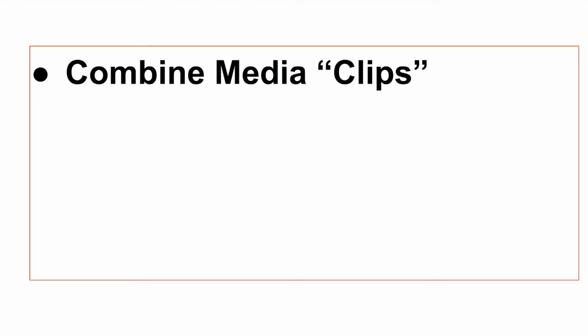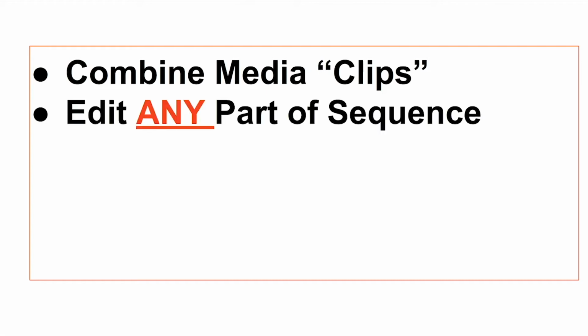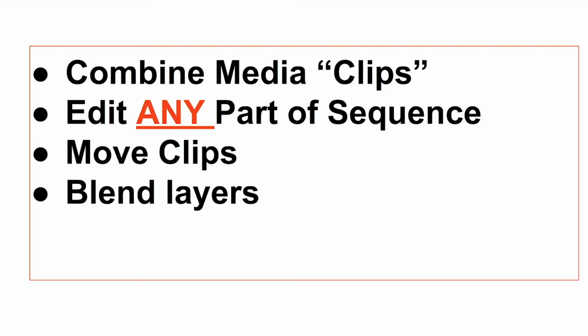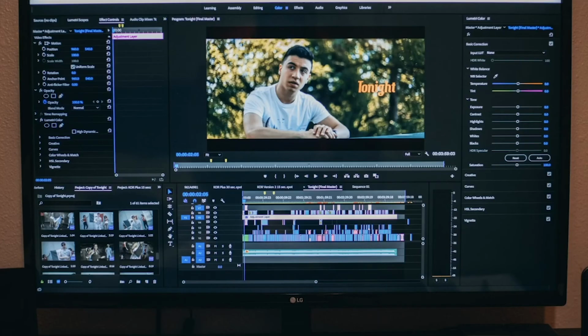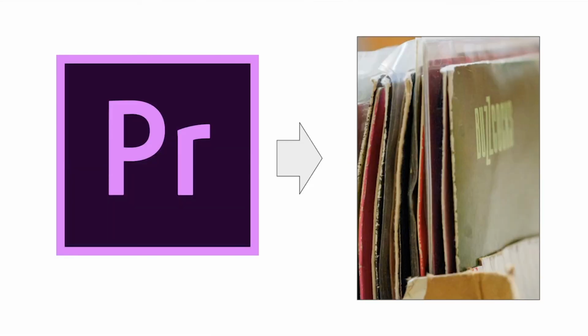So you will combine multiple pieces of media called clips to create a sequence. You can edit any part of the sequence in any order and then change the contents or move clips so that they play earlier or later. You can blend layers of video together, change the image size, adjust the colors, add special effects if you want to, adjust the audio mix, and more. You can combine multiple sequences and jump to any moment in a video clip or sequence without needing to fast forward or rewind. Awesome, right? In Premiere Pro, organizing the clips you're working with is like organizing your files on your computer.